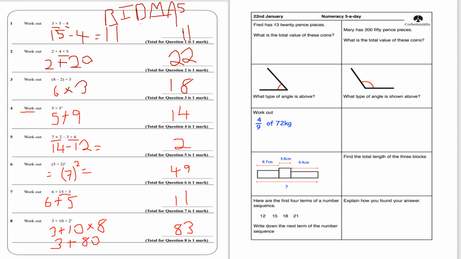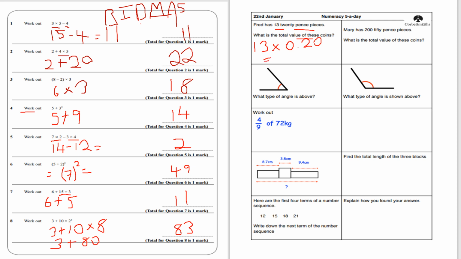Okay, right, guys, looking at numeracy 5 a day now. Okay, Fred has 13 20 pence coins. What is the total value of these coins? Well, I'm going to do 13 times 0.2, okay, because obviously 20 pence is 0.2 of a pound, okay.